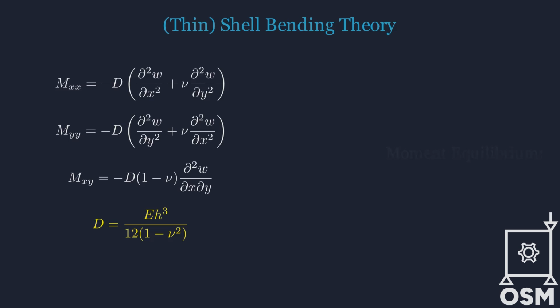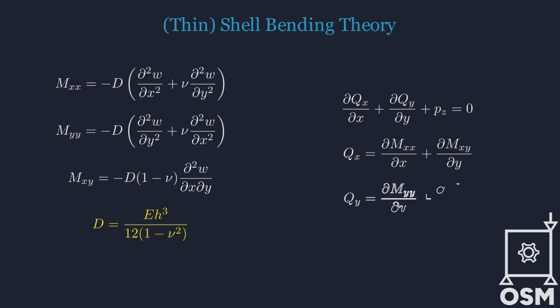It resists how the surface curves diagonally in both x and y, while both of these moments scale with the flexural rigidity D. It combines Young's modulus, thickness, and Poisson's ratio. Since it's proportional to h cubed, even small changes in thickness drastically change the stiffness.